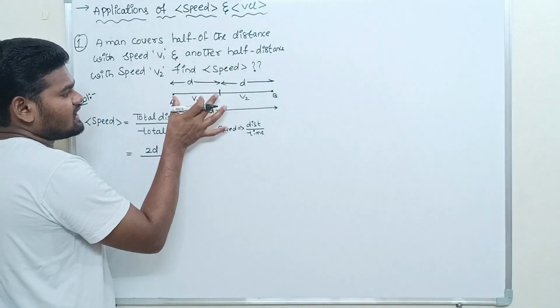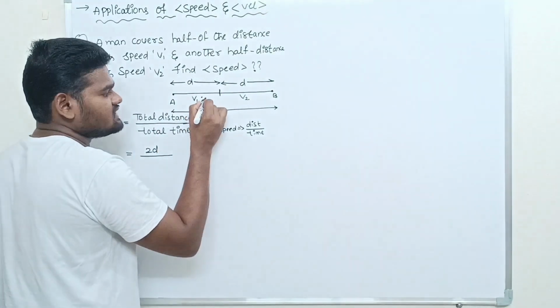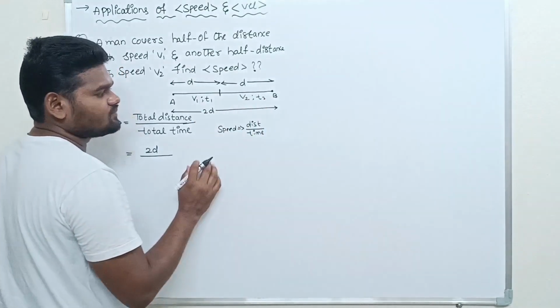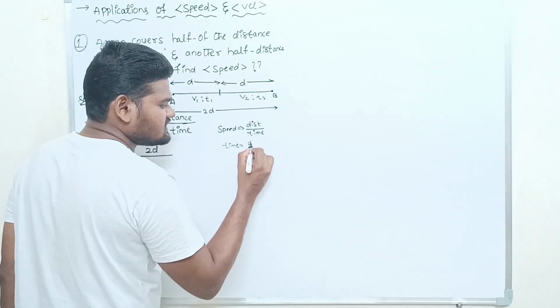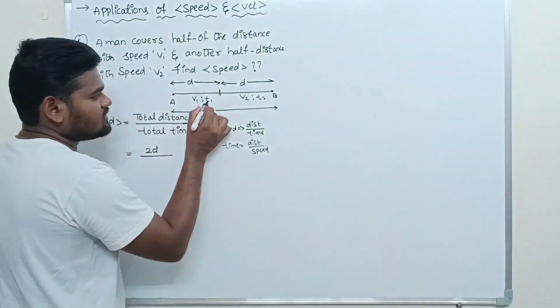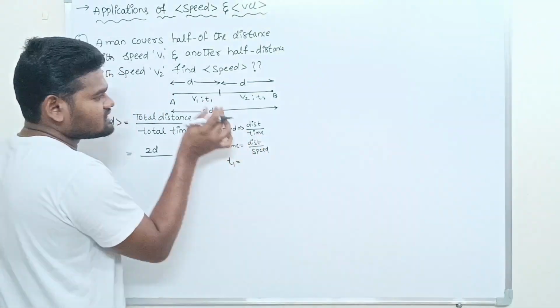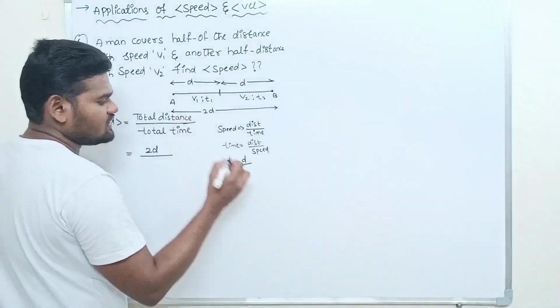Let us say the time taken for the man to cover this half of the distance is t1, and for the other half of the distance, t2. So from this condition we can write time is equal to what? Distance by speed. So t1, what is t1? T1 is equal to the first half distance, D, divided by speed v1.